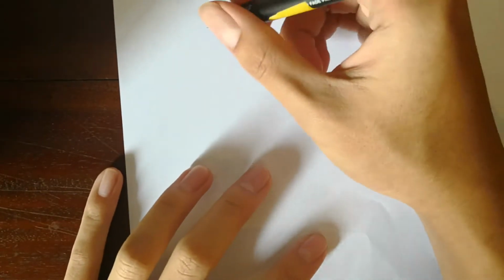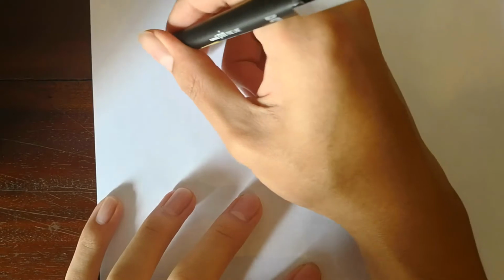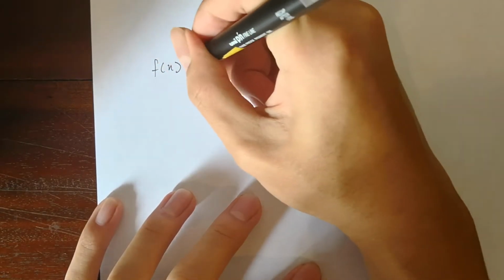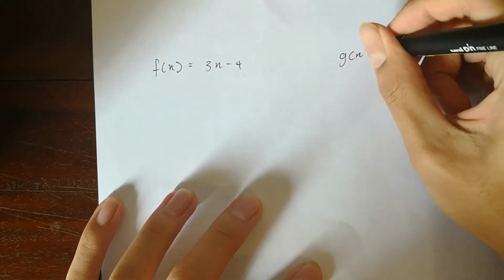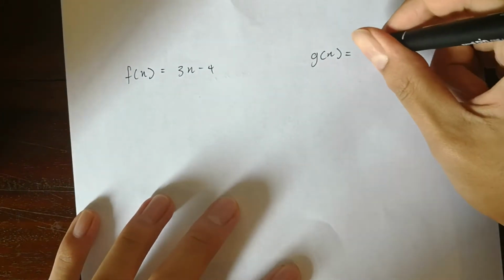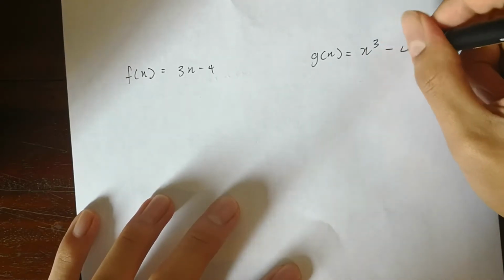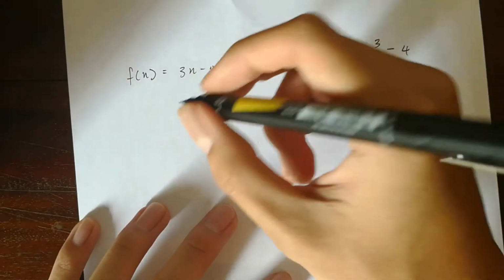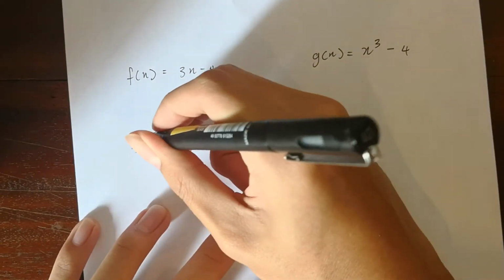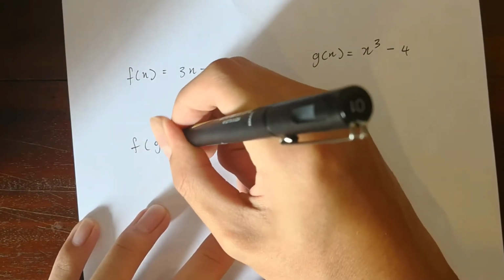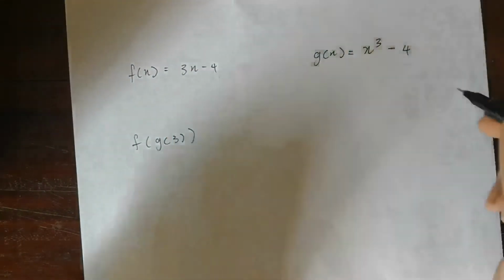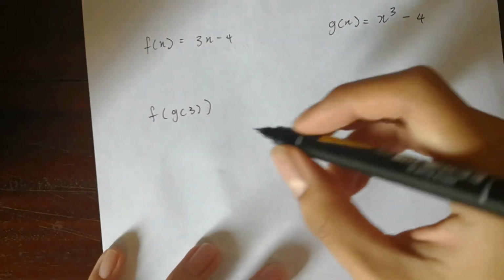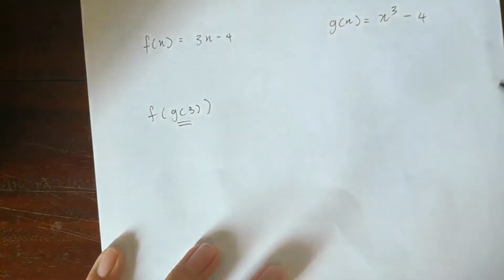So another example, let's say we have f of x is equal to 3x minus 4 and g of x is x cubed minus 4, and we want to compute f of g of 3. So we're going to compute f of g of 3. So what I usually do is I find g of 3.